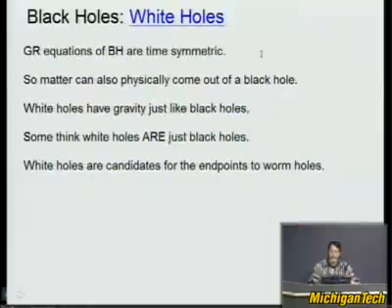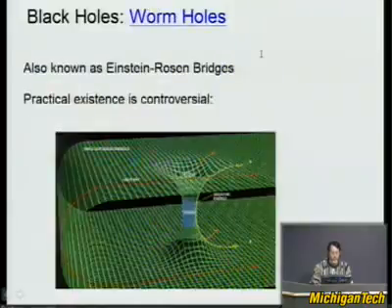Okay, so I got to touch quickly on white holes, which are just like black holes, except they emit stuff. They're a time-reverse solution of black holes. I don't know many people who deal with them. There are some people who think that white holes are just black holes. Wormholes are more interesting. These are known as Einstein-Rosen bridges.